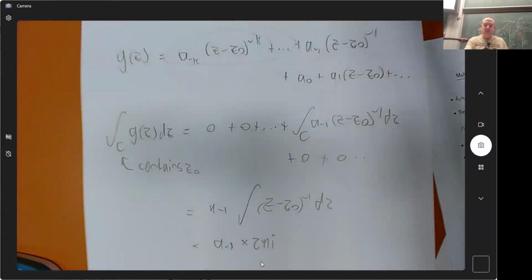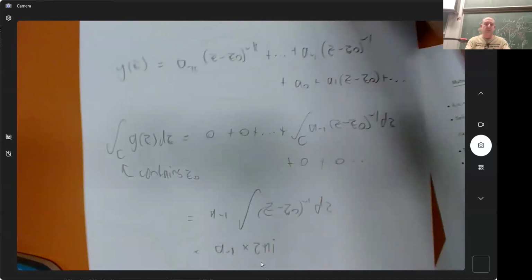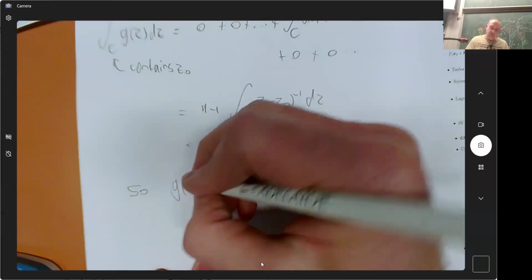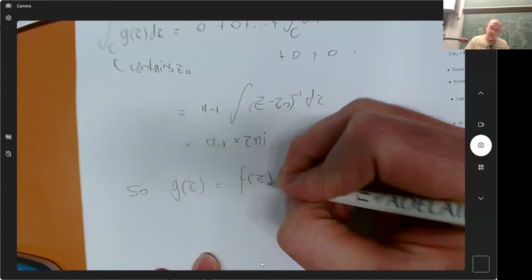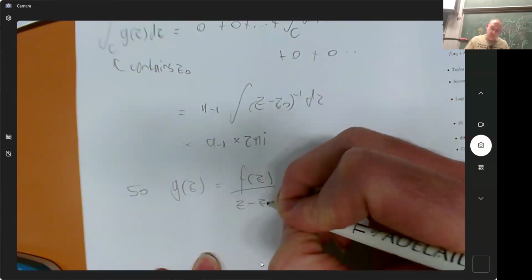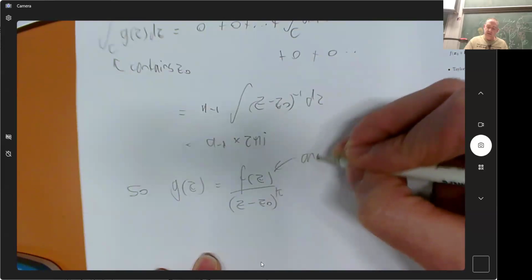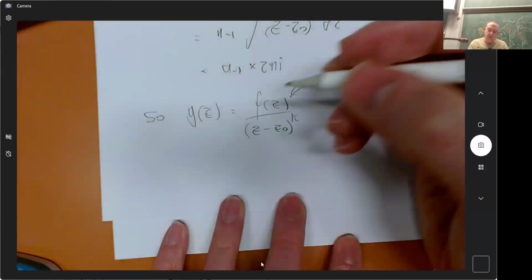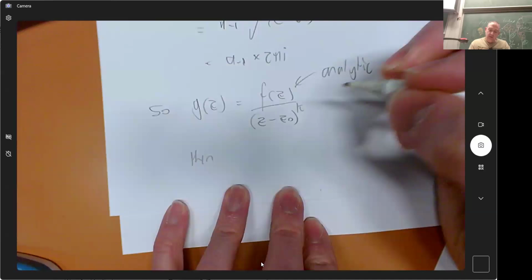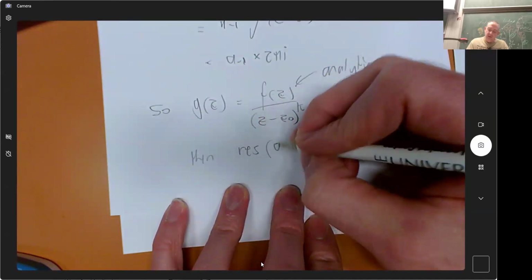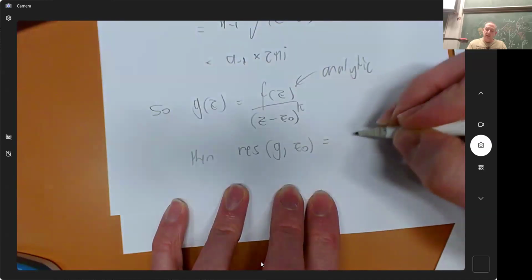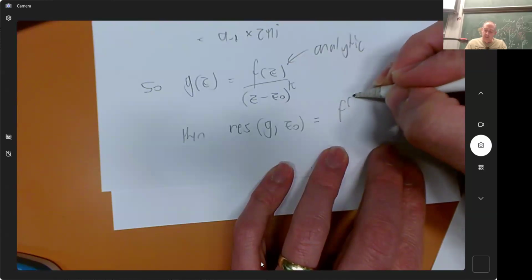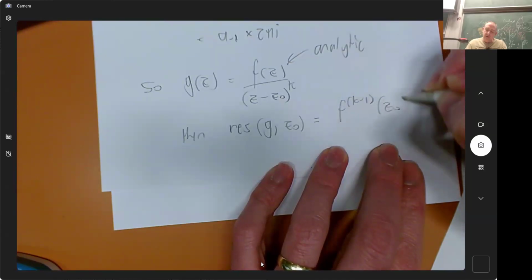And so if you have a function, so if g of z is f of z divided by z minus z naught to the k, and f is analytic, then the residue of g at z naught is going to be the k minus 1th derivative of f with z naught subbed in.